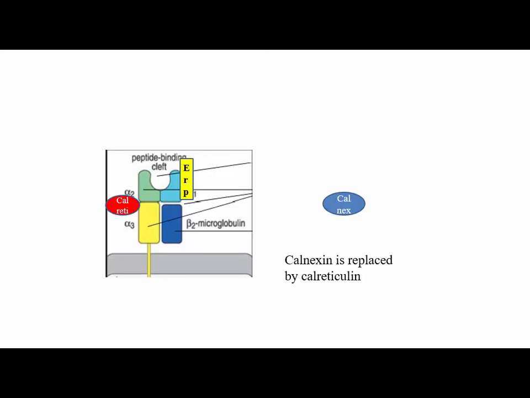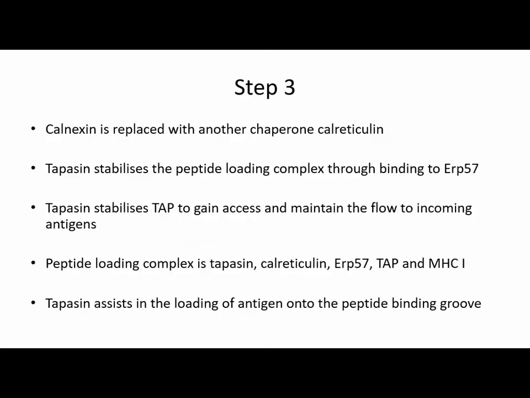Now at that point what happens is calnexin gets removed and calreticulin gets attached, and then they go through a process of interacting with tapasin. And tapasin is this component that stabilizes the peptide loading complex through binding ERP57. The peptide loading complex is MHC, calreticulin, ERP57, tapasin, and TAP.